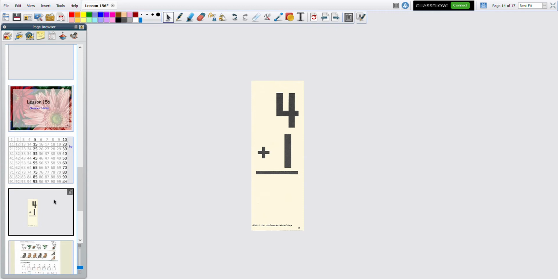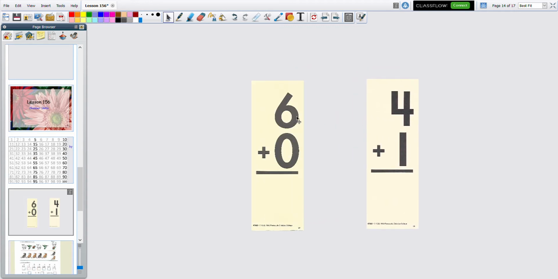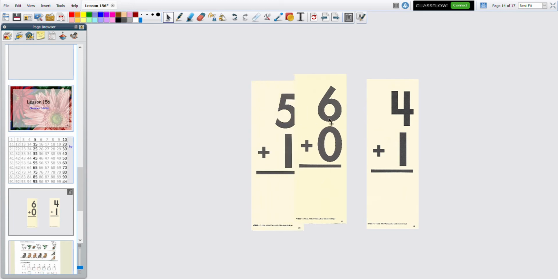Let's go to the next slide, and we're going to do adding. And I'm not sure we're going to do all of the cards we have here, but we have a lot of cards. Are you ready? 4 plus 1 more is 5. 6 plus 0 is 6. 5 plus 1 more is 6.